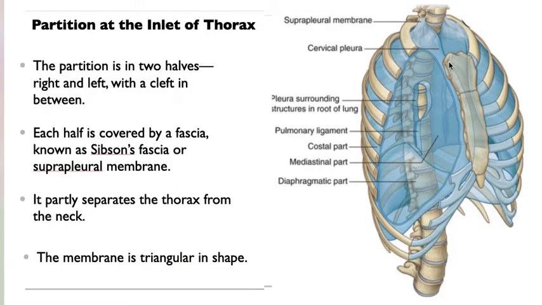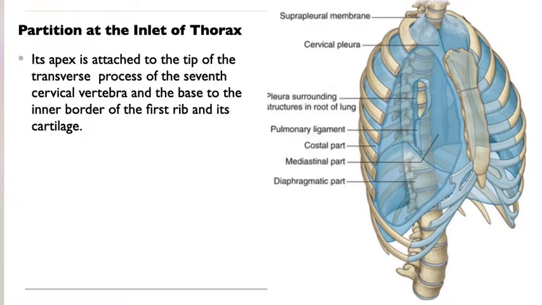Now, the inlet of the thorax is partitioned in two halves, right and left, with a cleft in between. Each half is covered by a fascia called Sibson's fascia or the suprapleural membrane. It partly separates the thorax from the neck, and you can see that this membrane is triangular in shape. Now, the apex of this triangle is attached to the tip of the transverse process of the 7th cervical vertebra and the base to the inner border of the first rib and the cartilage has been removed.